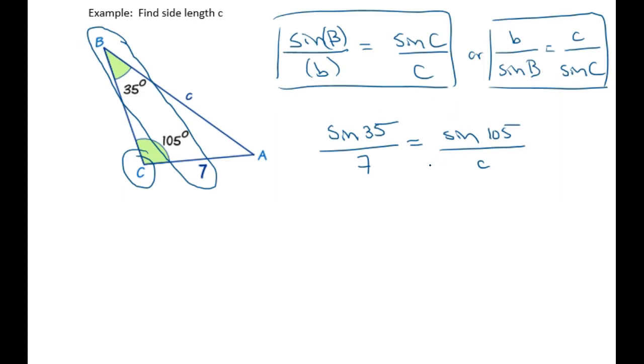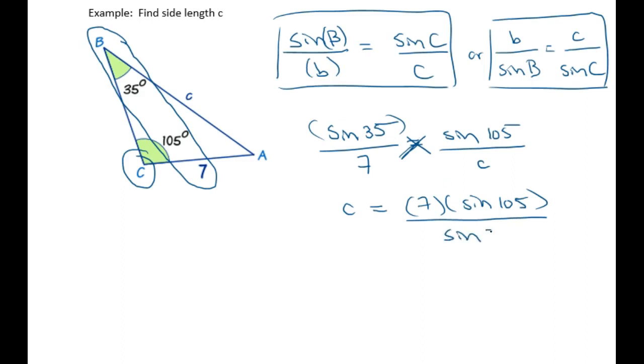So however you sort of think about solving this, I'm going to do cross multiplication. So 7 times sine 105 divided by whatever goes with my variable, so divided by sine of 35. So C is equal to 7 times sine of 105 divided by whatever goes with my variable across the equal sign, so divided by sine of 35.